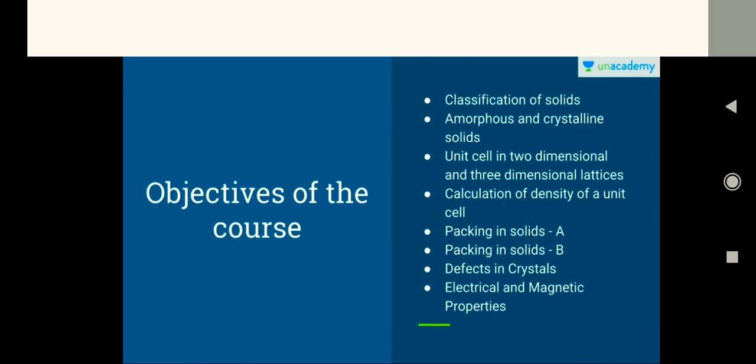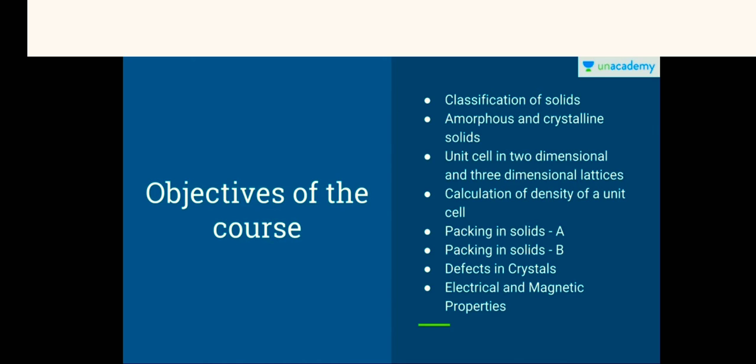To be the objectives of this course. In this particular course, the following lessons would be taken care of. We will do the classification of solids, and we will classify solids into amorphous and crystalline solids. Then we will further classify the crystalline solids on the basis of the forces of attraction between the constituent particles and the kind of constituent particles present.